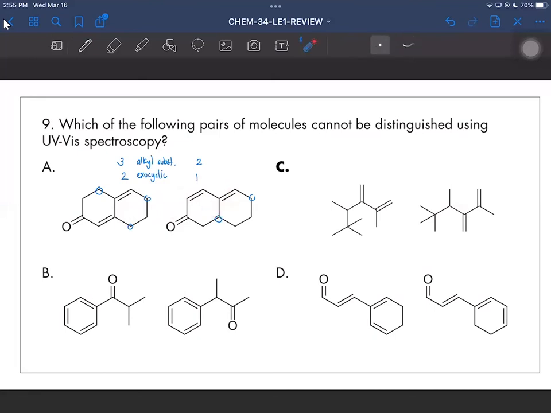So since magkaiba yung influence or contribution, since they have different alkyl substituents, they have different number of exocyclic bonds, if we sum that up, we would have different lambda maxes between these two compounds, and therefore they can be distinguished using UV-Vis. So letter A can be distinguished using UV-Vis. So let's look at letter B.